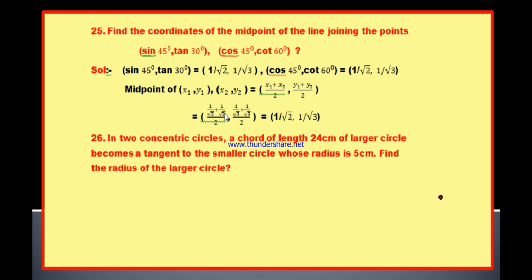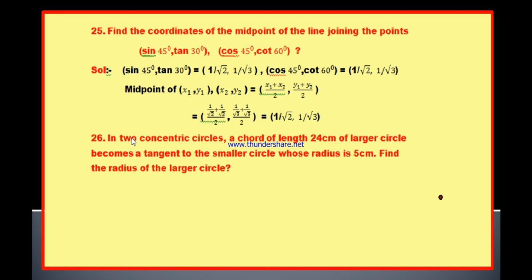1 by root 2 plus 1 by root 2 is 2 by root 2, divided by 2 is 1 by root 2, and 1 by root 3 plus 1 by root 3 is 2 by root 3, divided by 2 is 1 by root 3. We got the same point. Why? Because the given points are coinciding. Therefore, its midpoint is also the same.